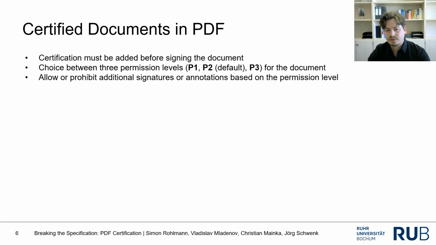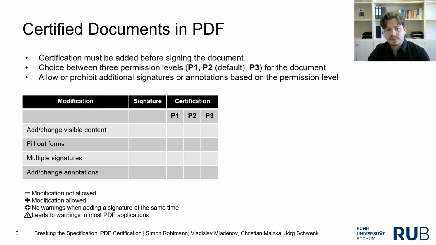In certified documents, the certification must be added before signing the document. This is because the certification sets a permission level, P1, P2 or P3, for the whole document. So in certified documents, up to the permission level, additional signatures or annotations are allowed or prohibited.